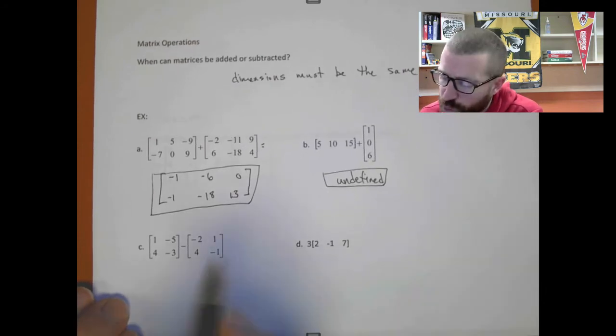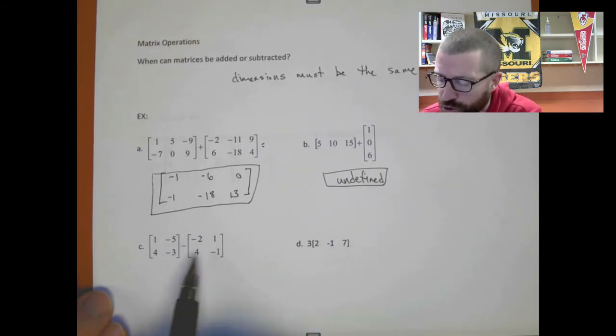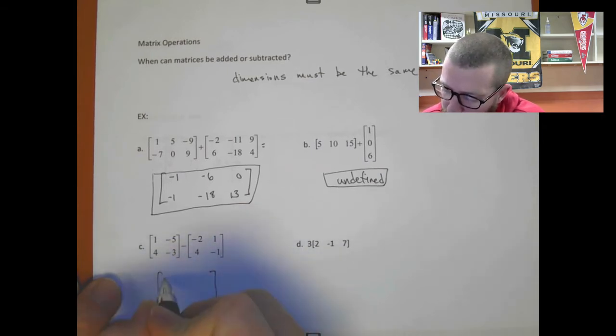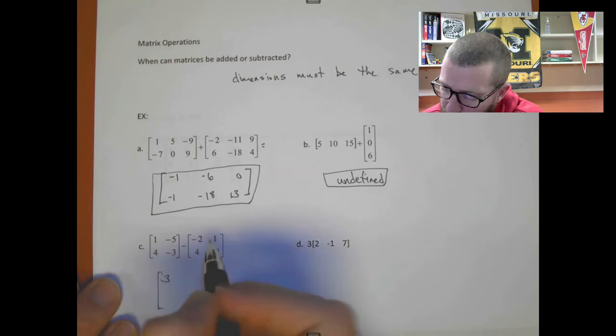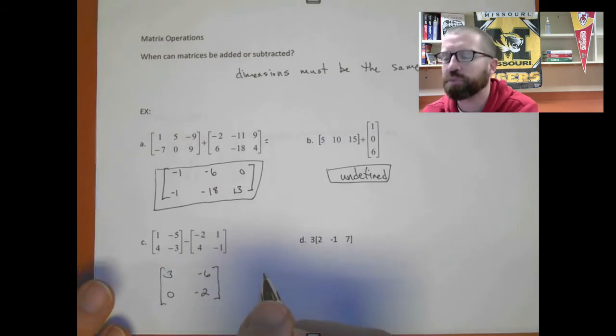Here, when you subtract, think about distributing. You're going to subtract every element, so really watch your sign. So 1 minus -2 is 3. -5 minus 1 is -6. 4 minus 4 is 0. And -3 minus -1 would be -2, which is like adding.